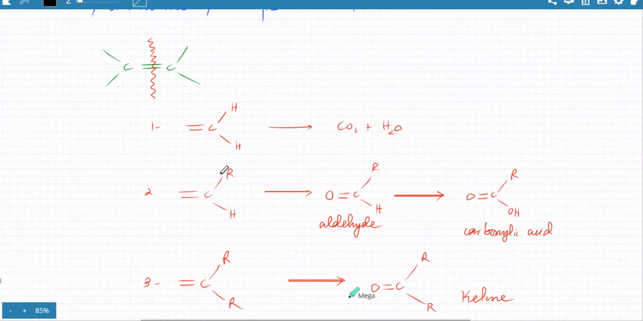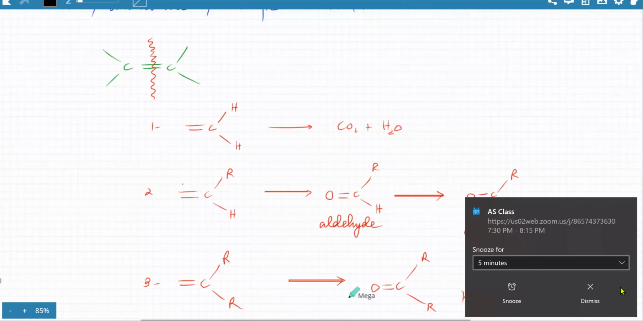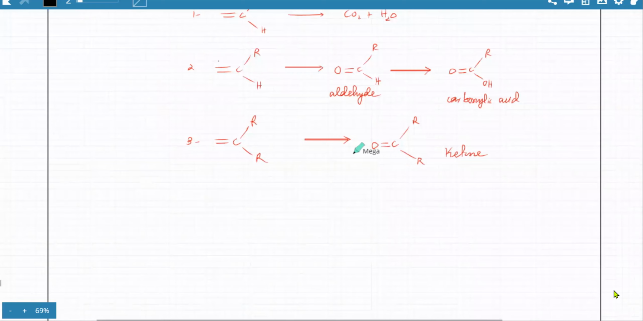The reaction doesn't really stop over here. It goes all the way to completion to a carboxylic acid. And the same is true if it's bonded on both sides by a carbon chain: the carbon chains should not change. They should be exactly the same. This carbon would change into a ketone. So is this clear? We'll understand this better if we do an example.